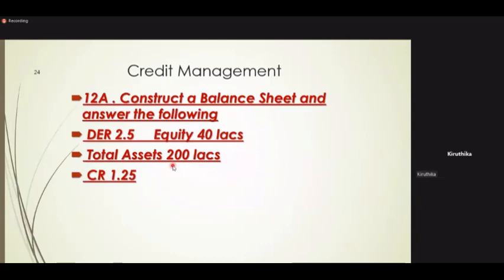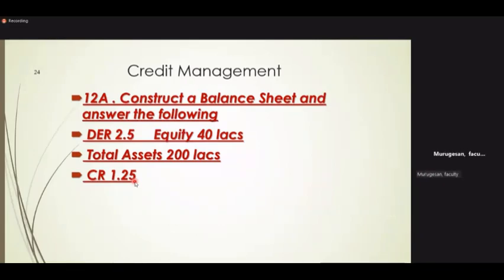Constructed a balance sheet. How 75 goes? Madam, this is current liability 60. How did you get 60? Current liability is 200 minus 40 minus 100. So that will be 60. Current liability 60, and current ratio means current assets divided by current liability equals 1.25. So current assets is 60 into 1.25. You take your calculator, madam. 60 into 1.25, how much is coming? 75. Yes, so 75.